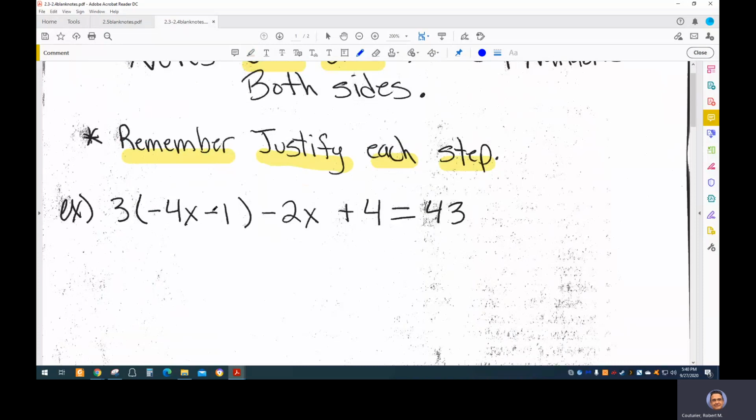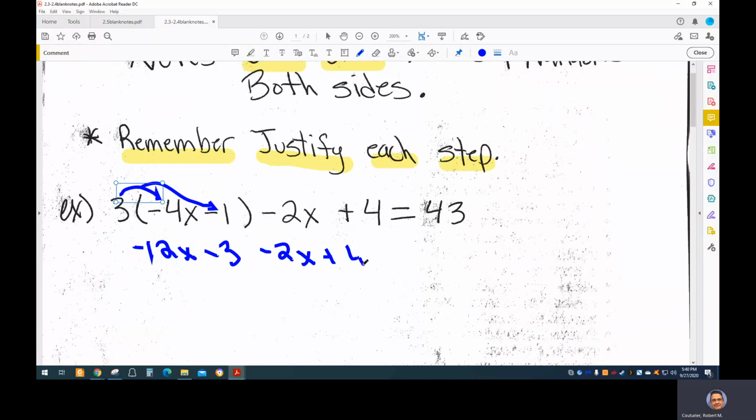And hopefully you notice the parentheses. And there's a 3 right outside. This is telling us that we need to distribute this to each piece inside of that parenthesis. So we have 3 times a negative 4 is a negative 12x. 3 times negative 1 is a negative 3. Everything else is going to carry down, and we have finished our first step.